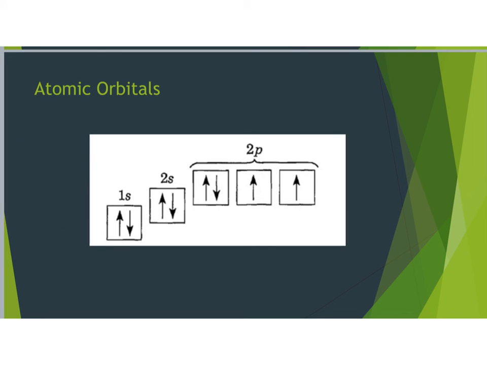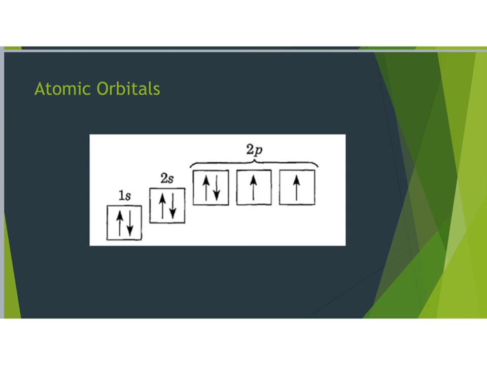Just to give you a picture, by the end of this chapter you'll know how to draw these and you can come up with these on your own, but I'm going to show you a picture to give you an idea of how this works. For this element right here, this is the 1s level, and notice each of these arrows represents an electron. So we have 2 electrons in the 1s. Then the 2s is a little bit higher energy level than the 1s, and it's an s orbital, so it only holds 2 electrons.